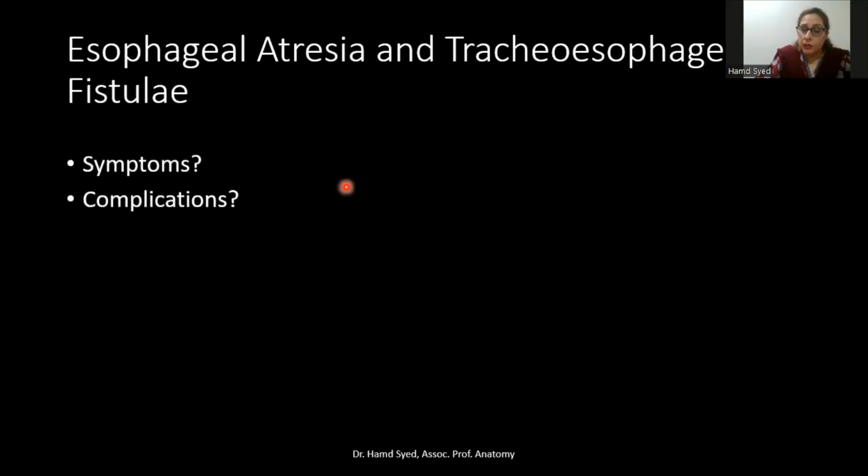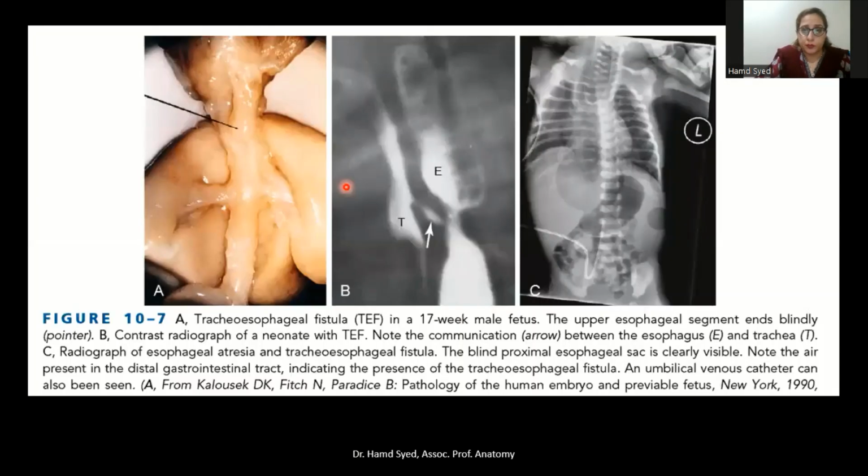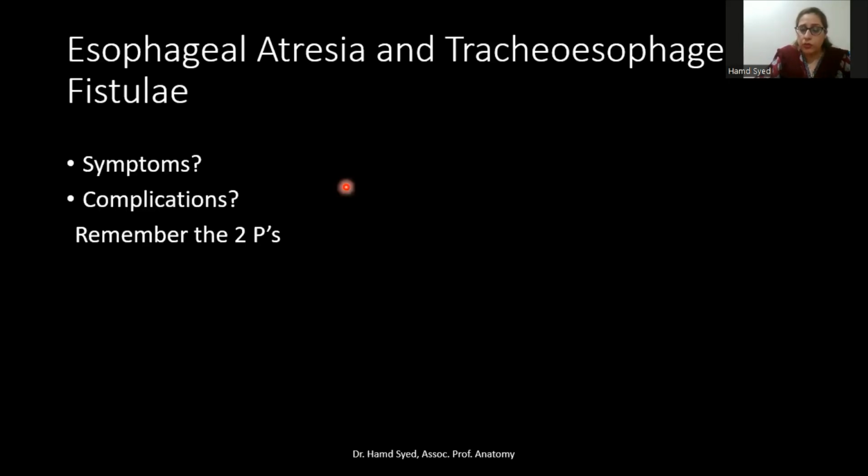And other than these symptoms, when we talk about the complications, we remember the 2 P's. The first P to keep in mind is pneumonitis. Since there is a fistula between the esophagus and trachea, that can cause pneumonitis. And also we talk about polyhydramnios, that's the other complication. Since the esophagus is atretic, the removal of amniotic fluid by the swallowing mechanism is impaired, and this causes an increased amount of amniotic fluid within the amniotic cavity, resulting in polyhydramnios. So these are the 2 complications of tracheoesophageal fistulae: one is pneumonitis, the other is polyhydramnios.